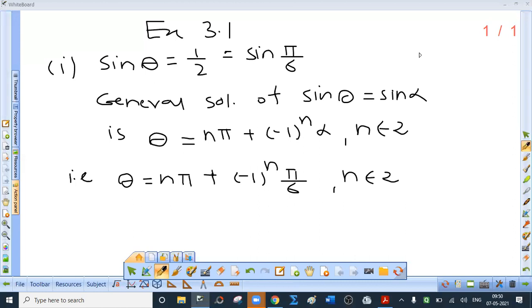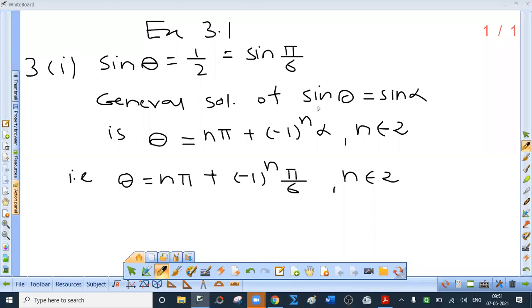Exercise 3.1. Actually, this is the third question. Find the general solutions of the following equations. First part, sin theta is half. Now when I say sin theta is half, I have to consider theta is pi by 6. You may say that sin of pi minus theta is also sin theta. Yes, I agree. But you have to consider the smallest positive angle, and that is why I have chosen pi by 6.